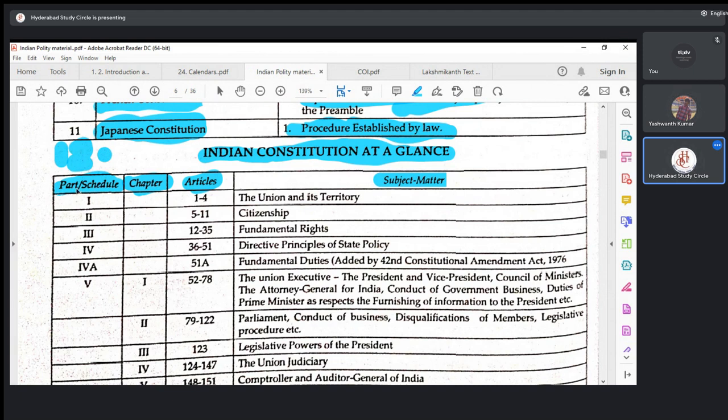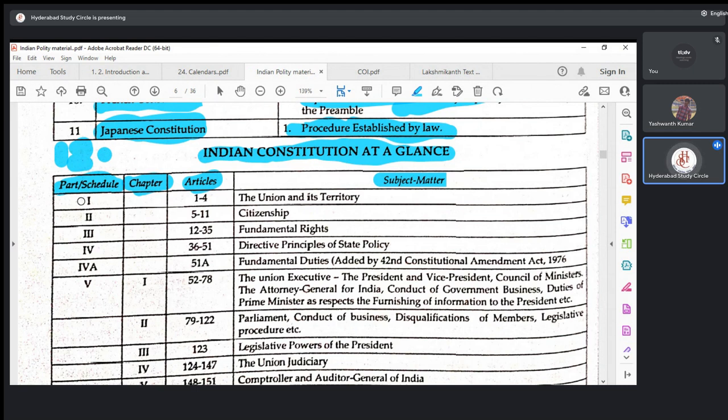So are you writing here part or schedule, chapter? Just write down part. Then you have chapter. Then you have articles. Then you have provision. Yes, sir. Done? Yes, sir.